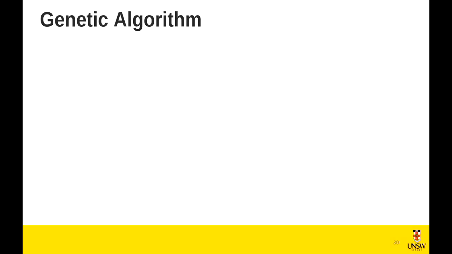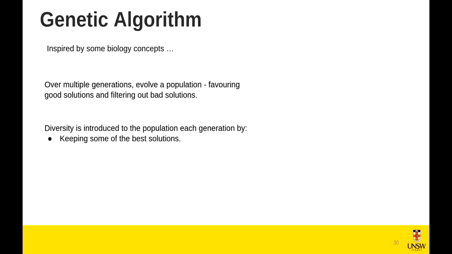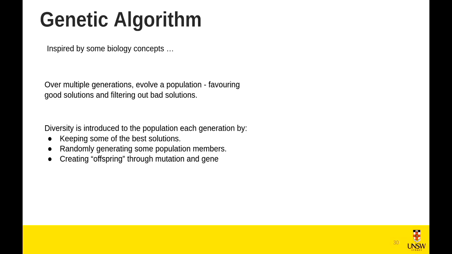And one of the meta heuristic based algorithms is called genetic algorithm. And as indicated by the name, it's actually inspired by some biology concepts. Briefly, this is how it works. Over multiple generations, we try to evolve a population, favoring the good solutions and filtering out the bad ones. So input diversity is again very important here. Diversity is introduced to the population in each generation by keeping some of the best solutions and randomly generating some population members. So we are adding some randomness here. And we create offspring, the next generation, through some mutation and gene crossover.